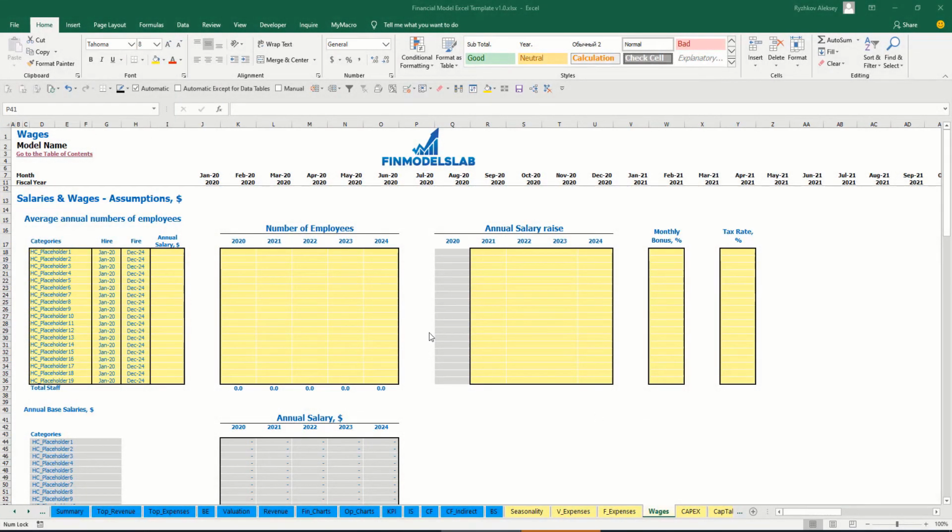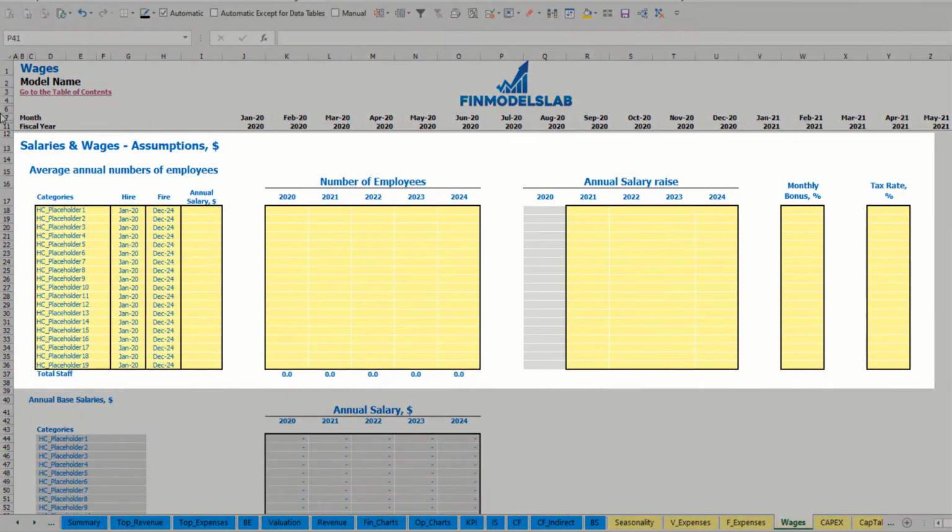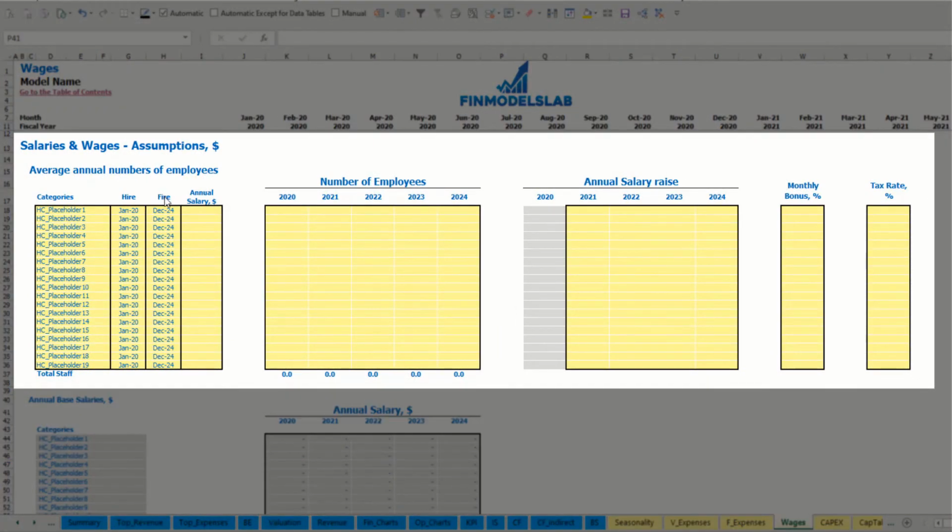On the wages tab, you can input your headcount by categories with hire and fire date, with annual salary, with the ability to input different number of employees by years, with annual salary rise percentage, with monthly bonus and tax rate. Let me give you a couple of examples.